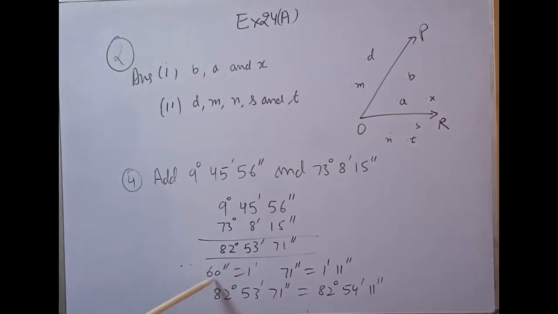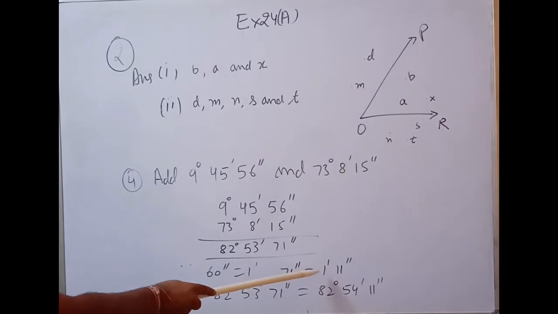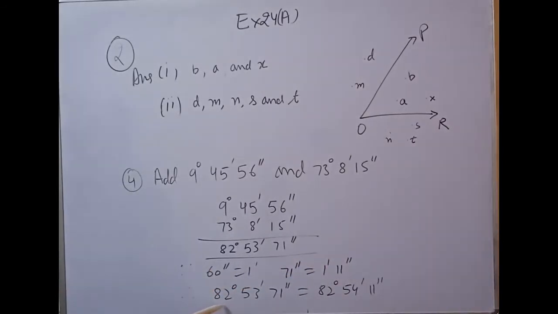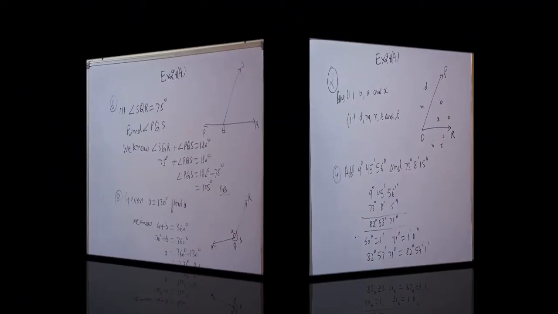But you know all 60 seconds equal 1 minute. Therefore 71 seconds equal 1 minute 11 seconds. So now 82 degrees 53 minutes 71 seconds will become 82 degrees 54 minutes 11 seconds.